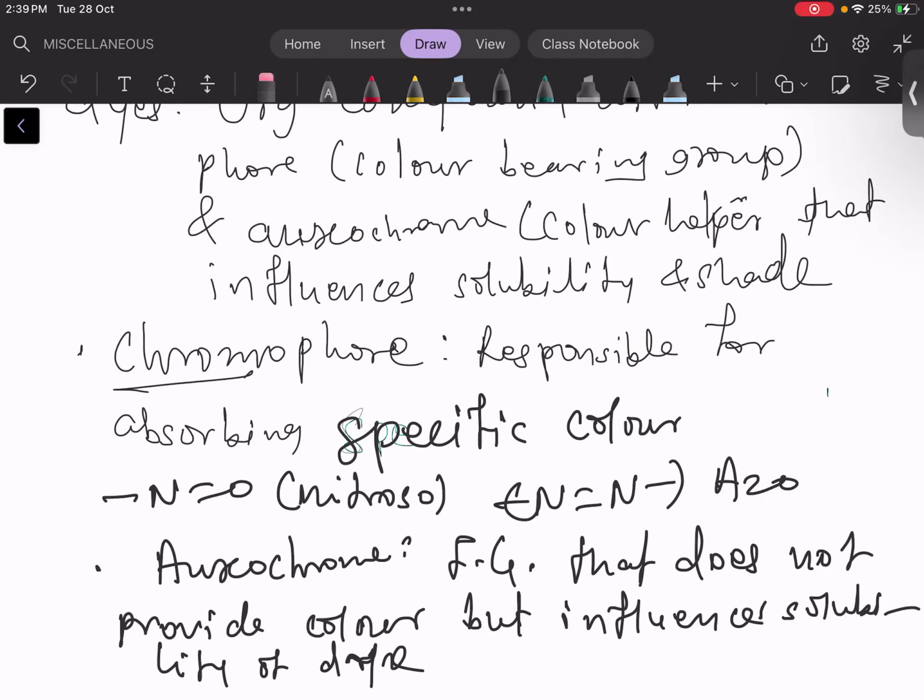Now, what is the distinction between dyes and pigments? Dyes are soluble substances that bond chemically to a substrate to impart color. Pigments are insoluble solids that give color to a material through dispersion in a liquid or solid. Is there any doubt? No, sir. So this is the end of dyes. That is the second topic, substances in common use.